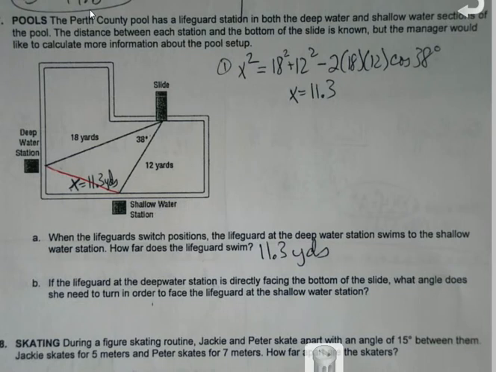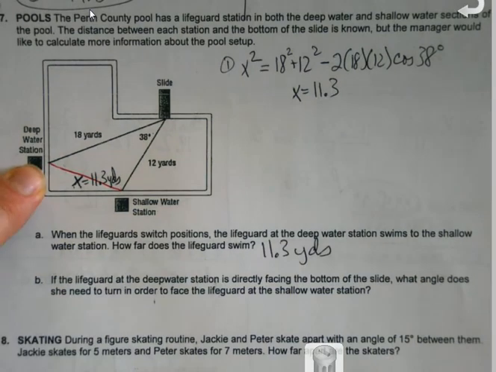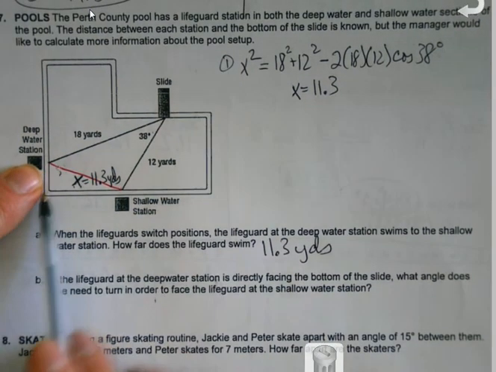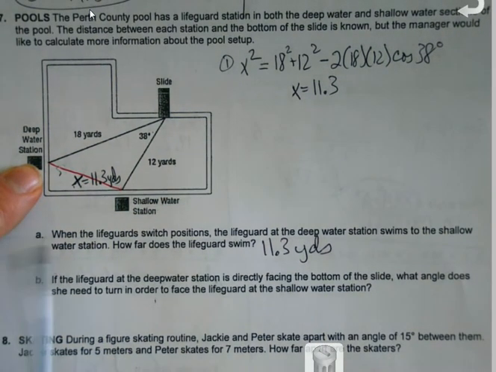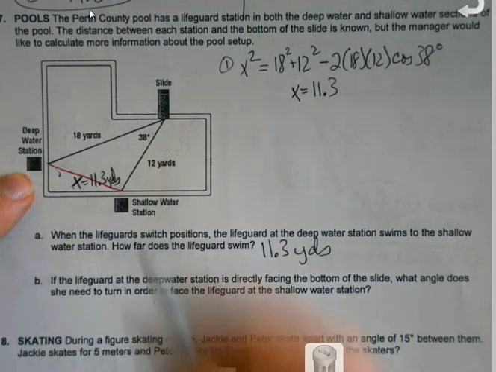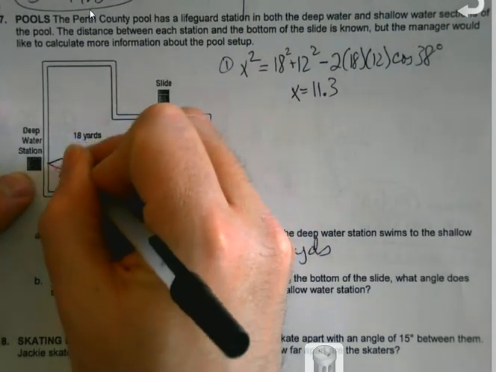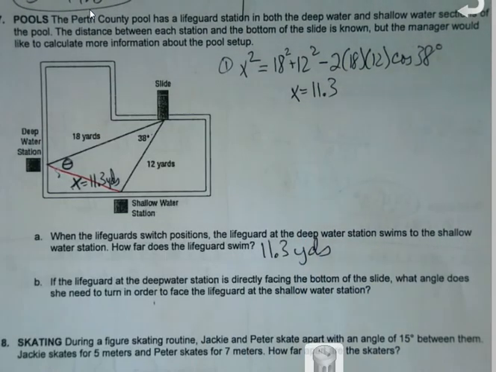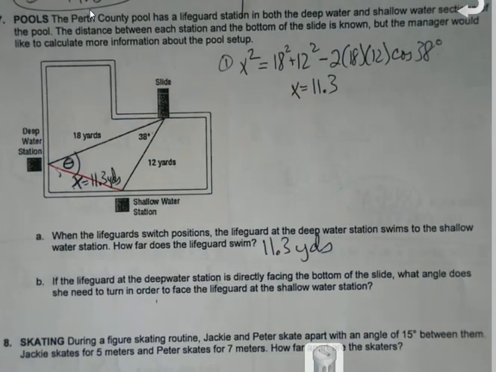So once I get that set, the other question I'm being asked is if the lifeguard at the deep water station is directly facing the bottom of the slide, what angle does she need to turn in order to face the lifeguard at the shallow end? In other words, what angle do I have right here? That's what I need to know.